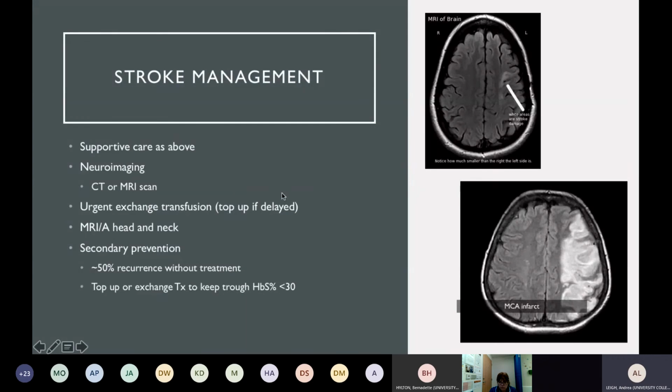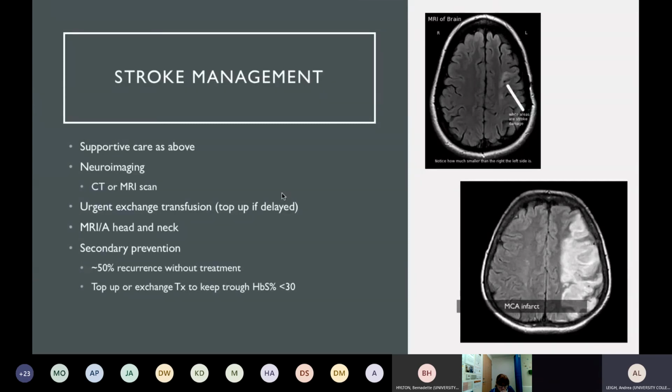So we would provide supportive care as needed, neuroprotective supportive care if needed. We want to get some neuroimaging, because not all neurological symptoms are a stroke, but any neurological symptoms in a child should be considered a stroke until proven otherwise. They generally need an urgent exchange transfusion. If that's going to be delayed by more than a few hours, and you've got room to, i.e. the hemoglobin's not too high, you may well give a top-up transfusion.